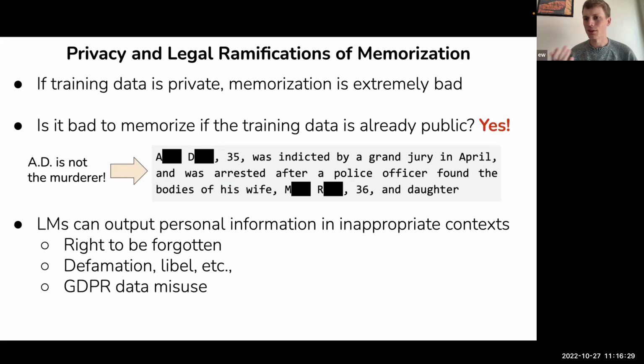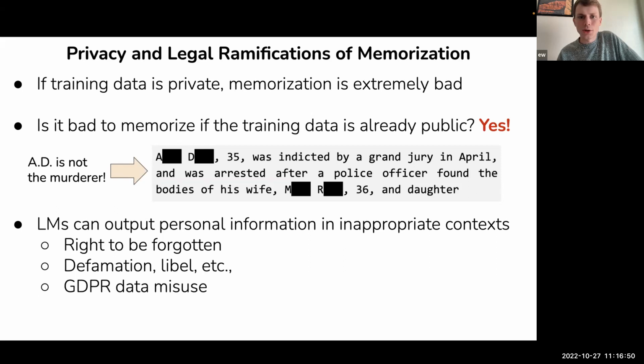For example, things like GDPR's right to be forgotten laws. In the US, there's things like defamation and libel. And GDPR also has various statutes about data misuse that says we really can't be training large-scale machine learning models if they're going to be actually outputting and misusing people's private data.